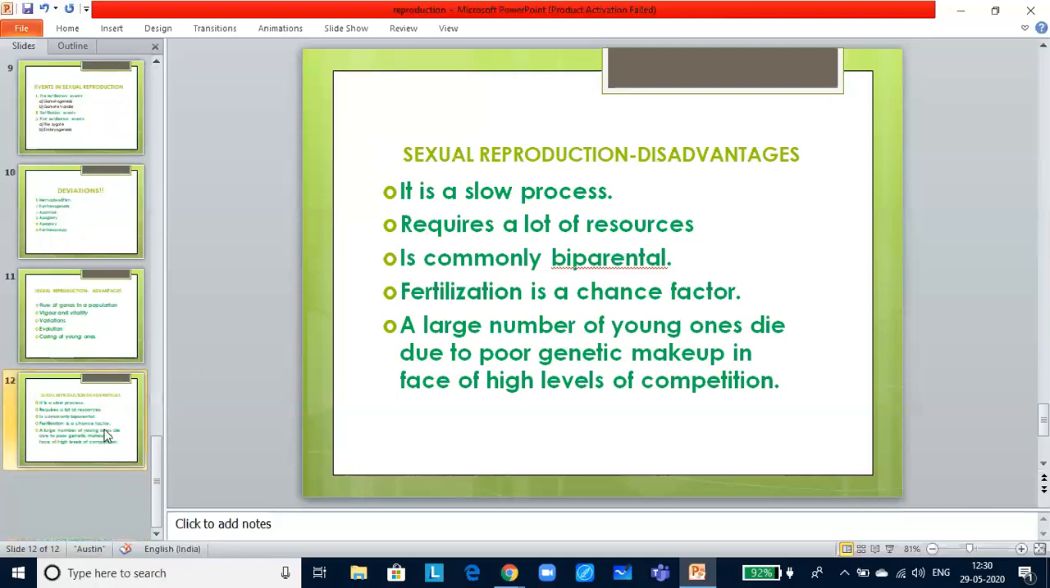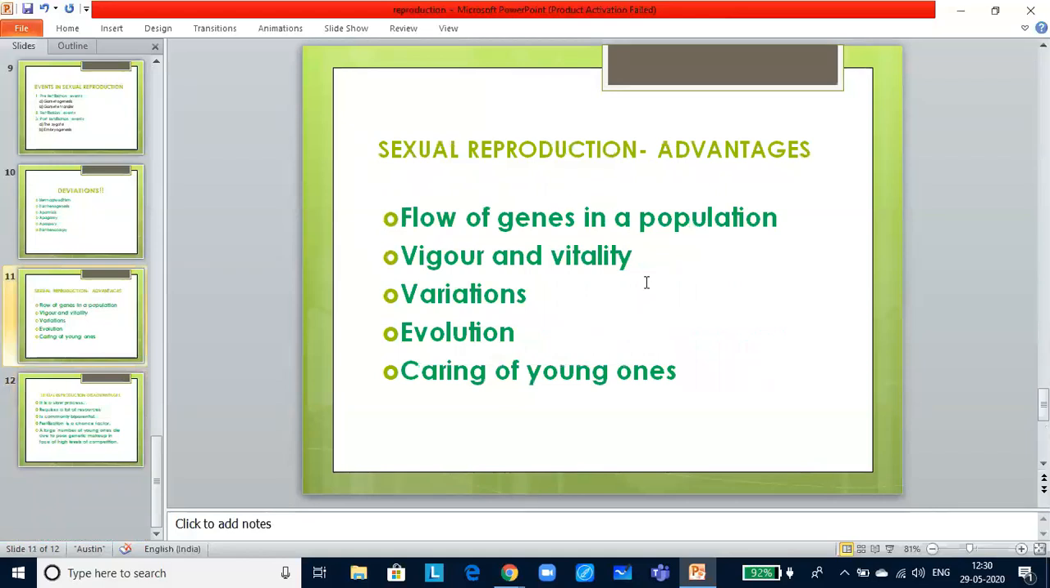Now, as we say, for everything there is a... okay. So with this, we complete the process of sexual reproduction. And what is the chapter on reproduction itself? So in the next chapter, we shall look into reproduction in plants. So with this, we complete all the key points that are required for this lesson.